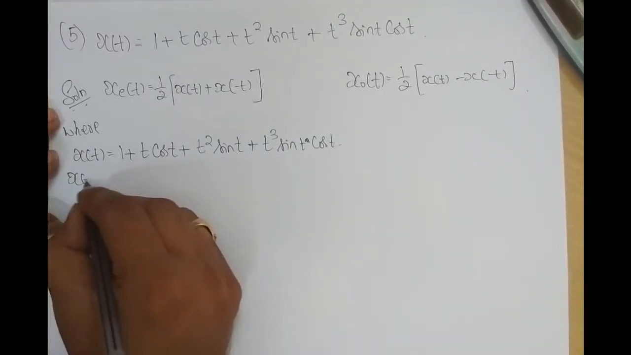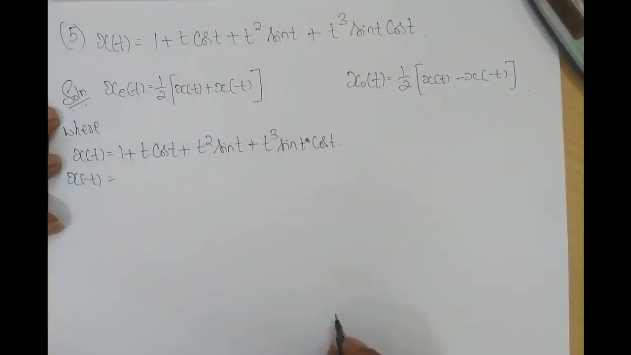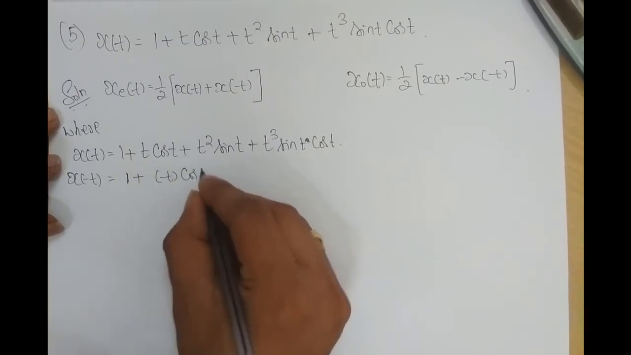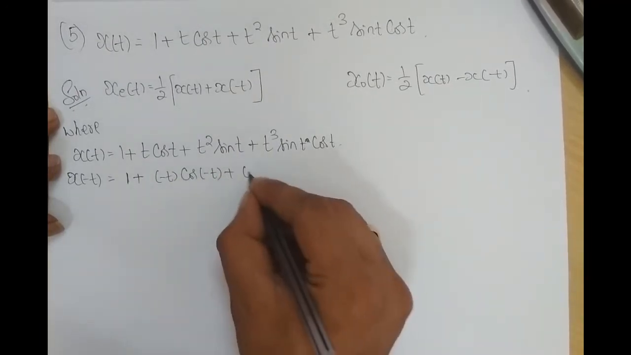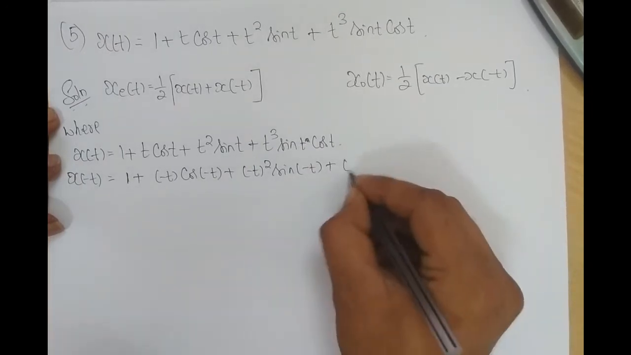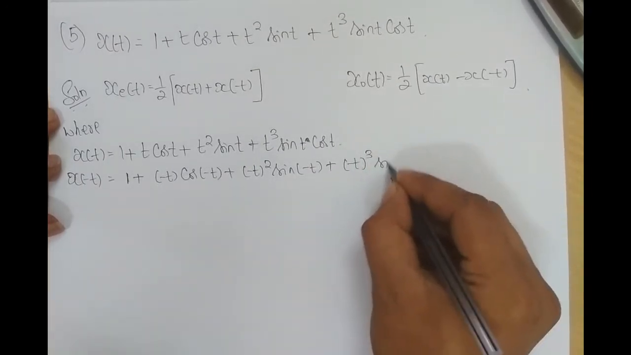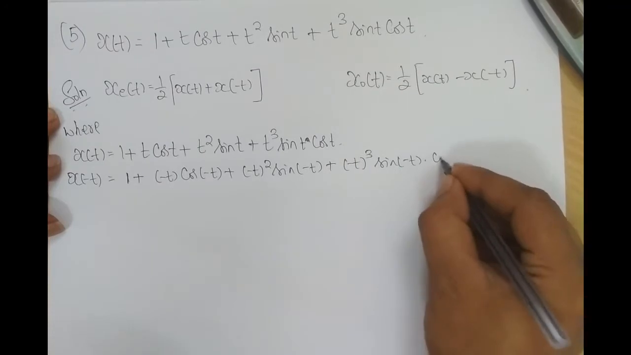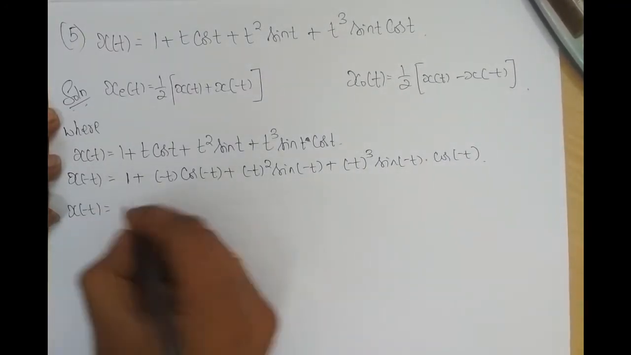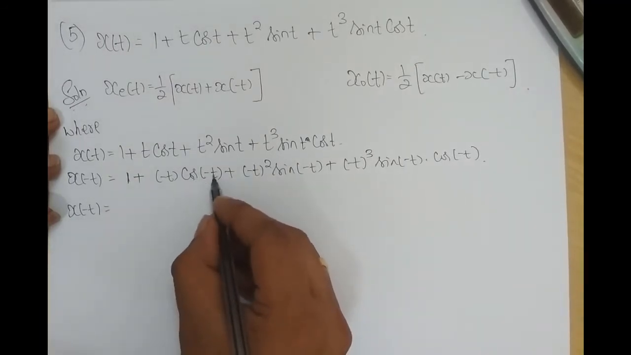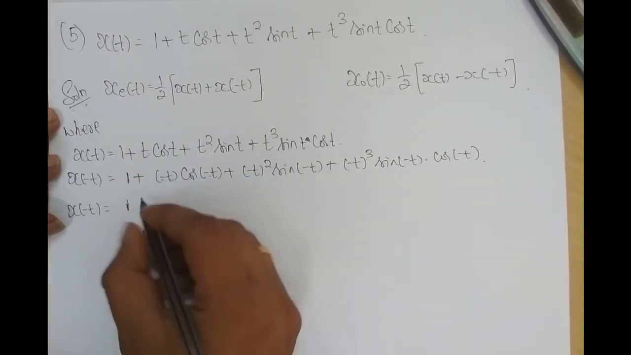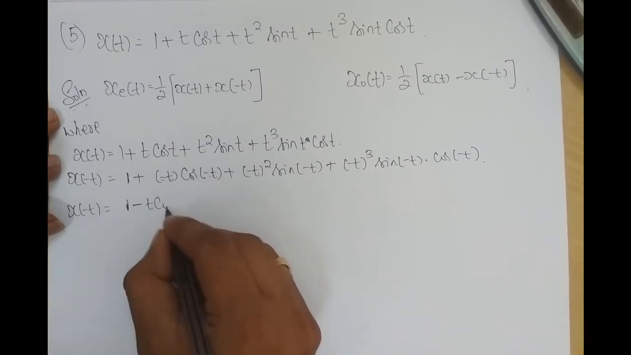What about x of minus t? Wherever t is there, you have to replace it by minus t. So x of minus t is 1 plus minus t into cos of minus t, plus minus t square into sin of minus t, plus minus t cube into sin of minus t into cos of minus t. Cos of minus t is cos t, so I end up with 1 minus t into cos t.